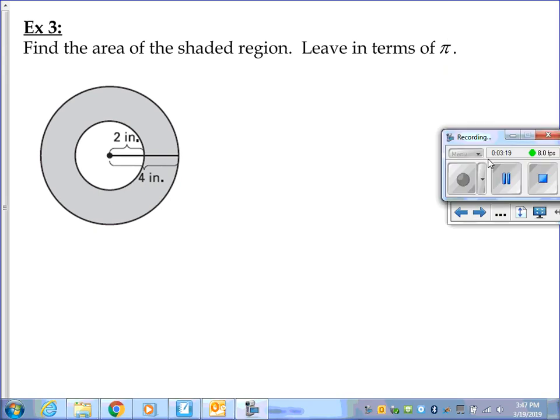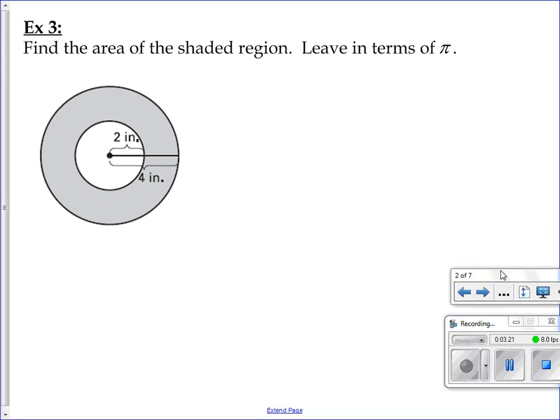Okay, here's a very common area problem. We're trying to find the area of the shaded region, and we're going to leave our answer in terms of pi. So we kind of have like a donut. We have a donut, and we're trying to find the area of just the donut. In order to figure this out, you actually have two circles. You have the larger circle on the outside, so I'll just call it the big circle. And you have the small circle on the inside. That's what makes a donut.